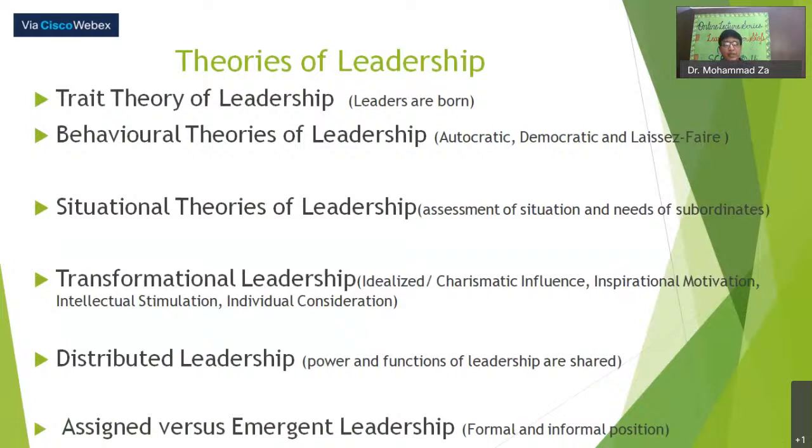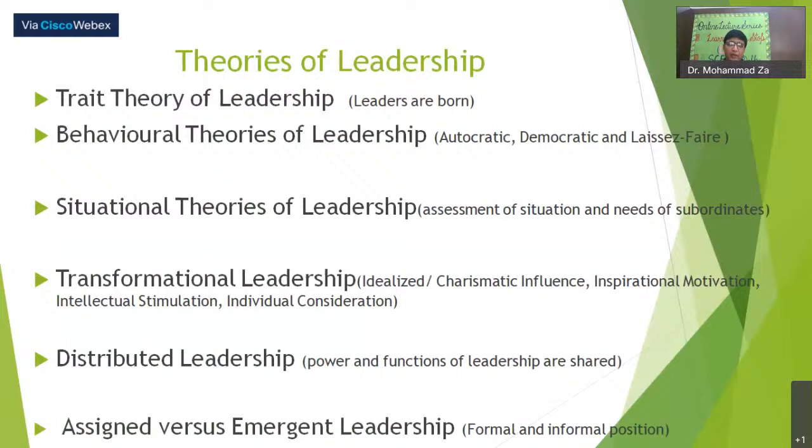The next is the individual consideration. You know, there are individual differences among students. They have their own pace of learning. They have their own interest. They have their own abilities. They have their own past and previous experiences. So, this teacher who is a transformational leader, he will never exclude any individual from the whole teaching learning process, and every individual will be equally important for him or her. This is very important.